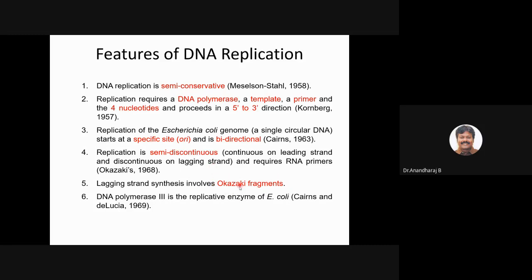We name those fragments after the scientist: Okazaki fragments. There are 3 polymerases in E. coli. Out of the 3 polymerases, DNA polymerase 3 is the replicative enzyme, the main enzyme for replication in E. coli. This was shown by Kornberg and Lucia in 1969. So these are some of the important features in DNA replication.